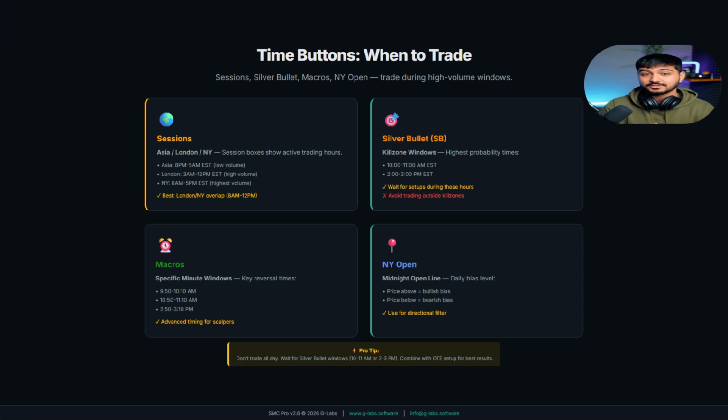ICT calls them kill zones. Macros are specific minute windows, 9:50, 10:10, and so on. Price often makes key moves in these exact windows. NY Open is the midnight open line, shows daily bias. Above it, look for longs. Below it, look for shorts.